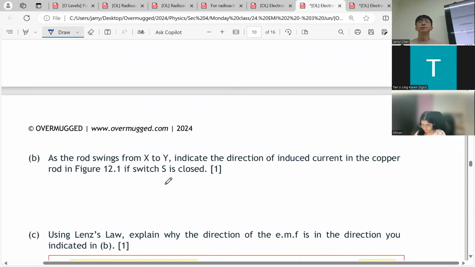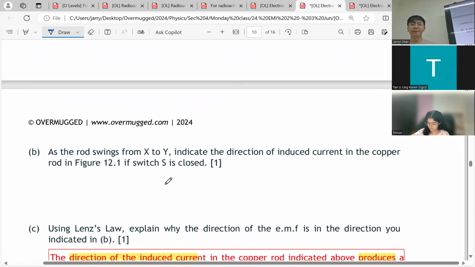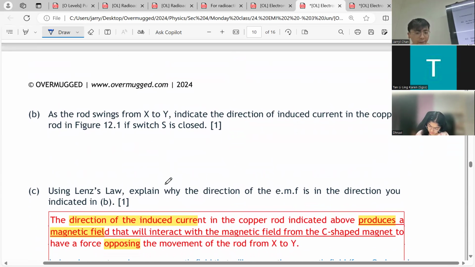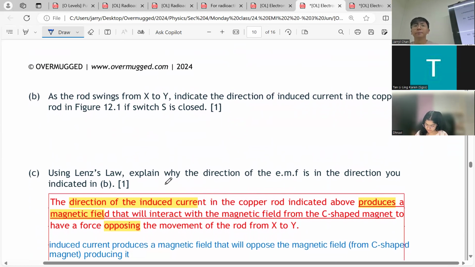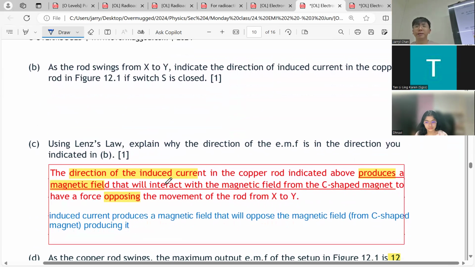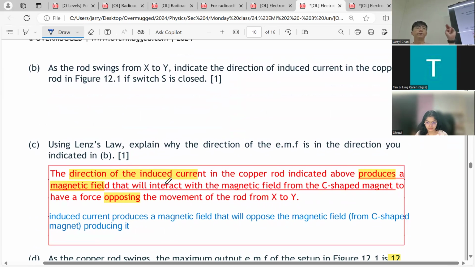C. Lenz's law. What is the direction of the EMF in the direction you indicated in B? Okay. Direction of induced current produces a magnetic field interacting with the magnetic field from the magnet to oppose the movement of the rod from X to Y. Okay. The blue color one is the one that we have discussed so far. This blue color one will be accepted as well. Give the standard phrasing answer that we go with. Direction of the induced current is such that the magnetic field produced will oppose the magnetic field that produces it.